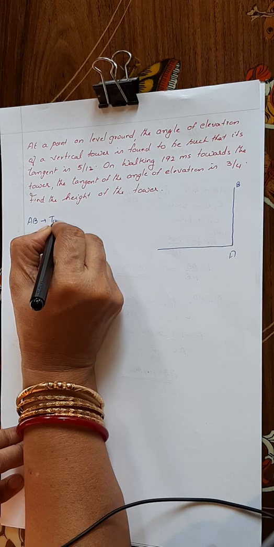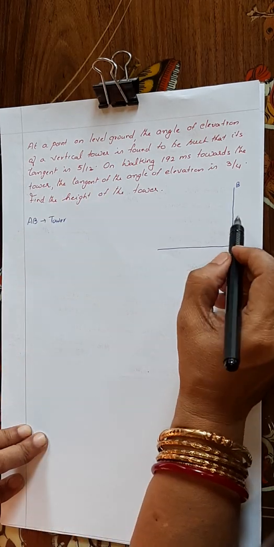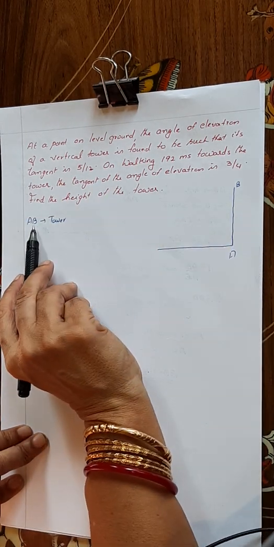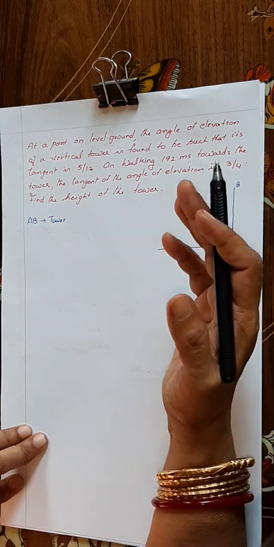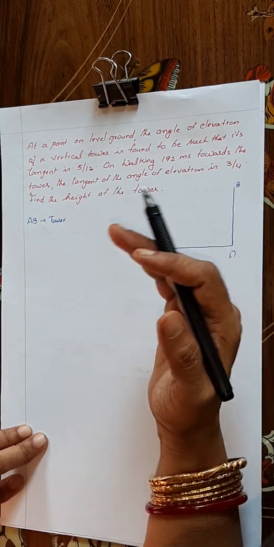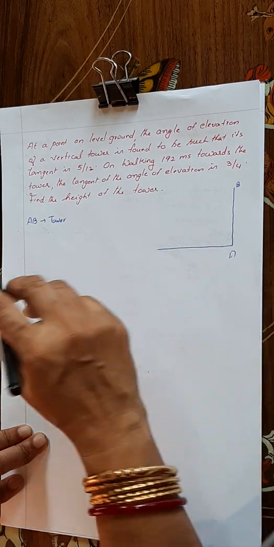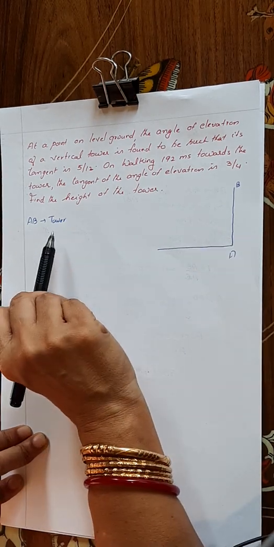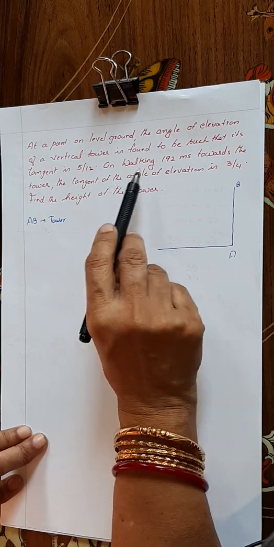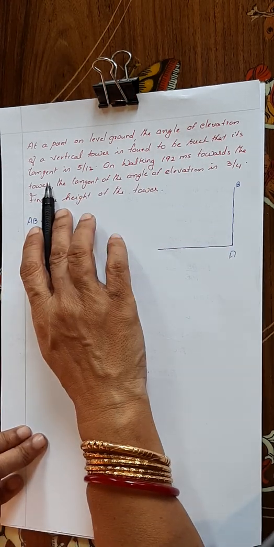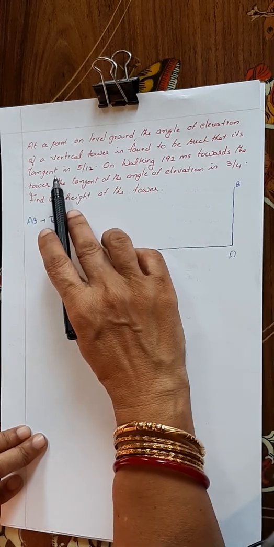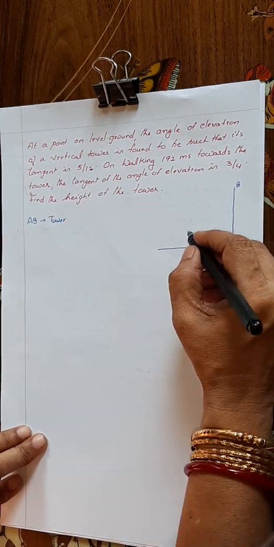So in the exam you have to write, either you have to mark it here or write it down, which is a tower. Suppose building, tower, etc., everything will be there in the same problem. So you have to specify it clearly. So AB is the tower. So from some point the tangent is 5 by 12.